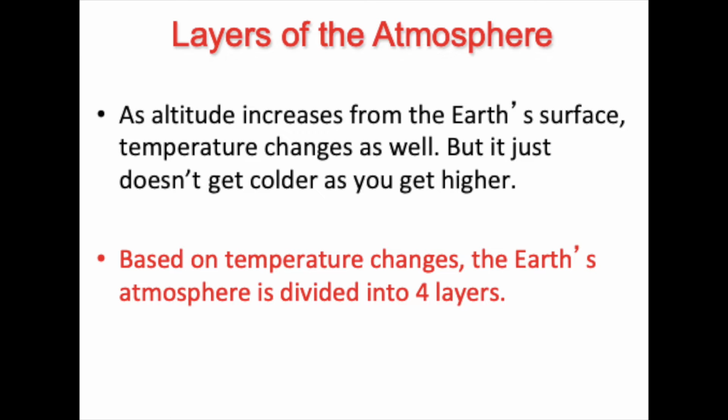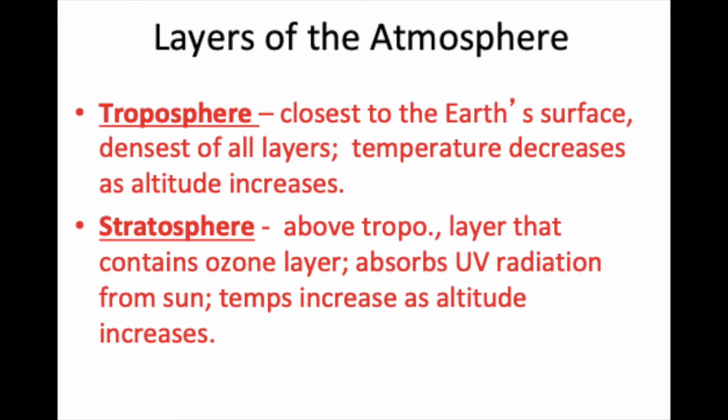And it's not just the atmosphere that changes. In fact, the temperatures change as well. Based on temperature changes, the Earth's atmosphere is divided into 4 different layers. The first of those layers is the troposphere, closest to the Earth's surface, densest of all the layers. Temperature decreases as the altitude increases. This is the layer that we human beings live in.